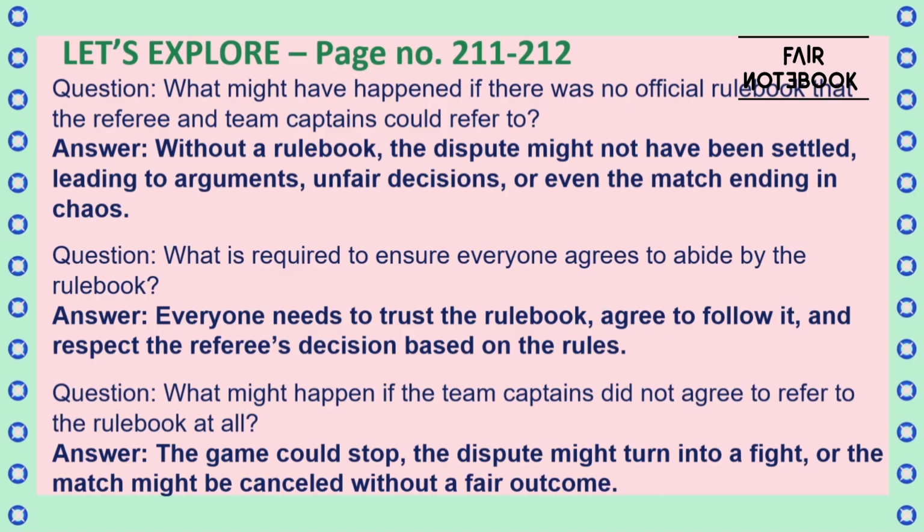Question: what is required to ensure everyone agrees to abide by the rulebook? Answer: everyone needs to trust the rulebook, agree to follow it, and respect the referee's decision based on the rules.